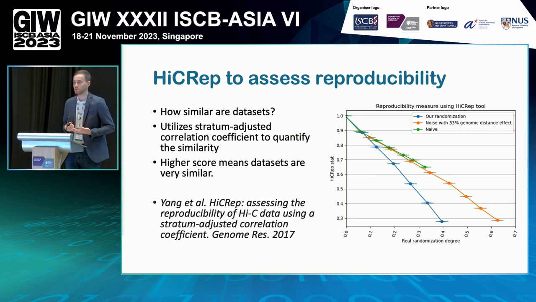Next, we used the Hi-C-Rep tool to assess the reproducibility. It shows how similar 2 datasets actually are. One means the datasets are the same as per this tool, which is designed specifically for Hi-C data, and the other one is... So our method destroys the reproducibility much faster than the other methods.